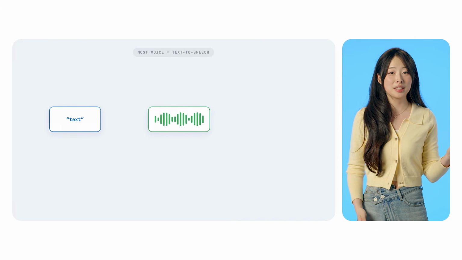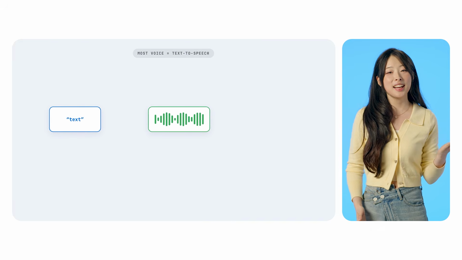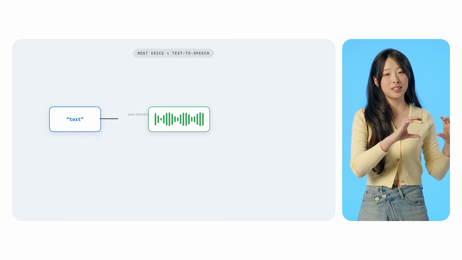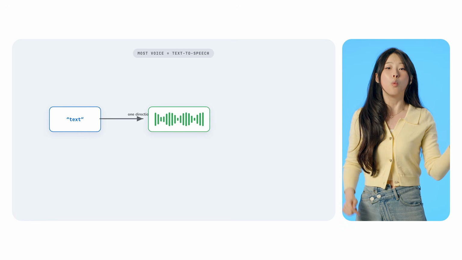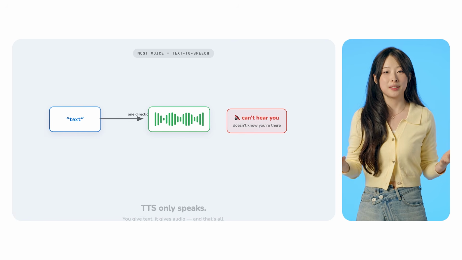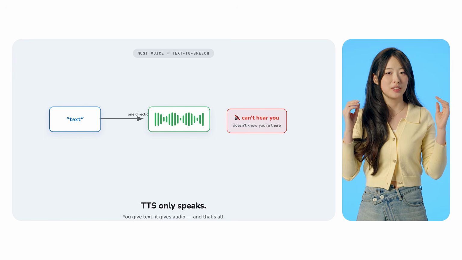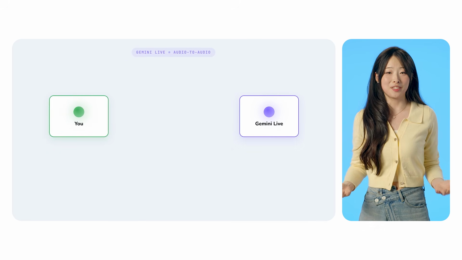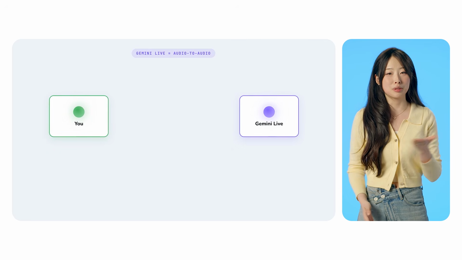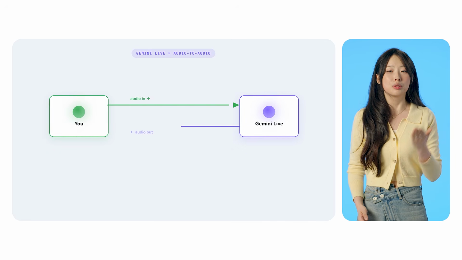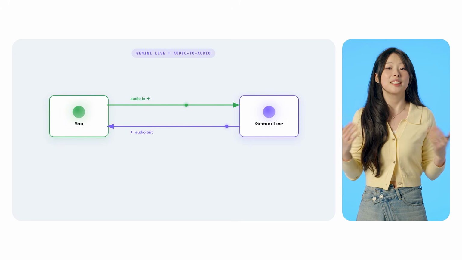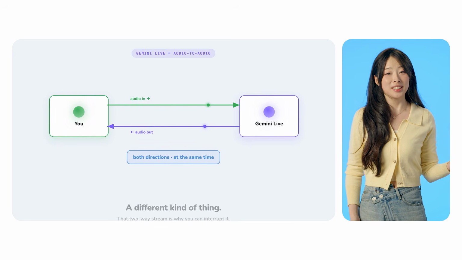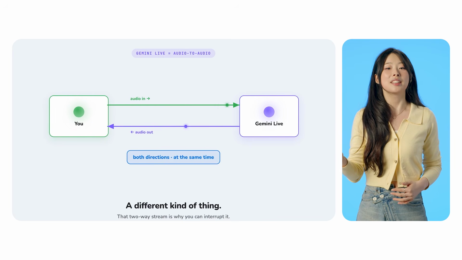Let's get started. Most AI voice systems are text to speech. TTS is simple. You give it text, it gives you audio. One direction. It can speak, but it cannot hear you. It does not know you're there. Gemini Live is a different kind of thing. It is not just text to speech. It is audio to audio, both directions at the same time. It hears your voice as audio, and it speaks back as audio.